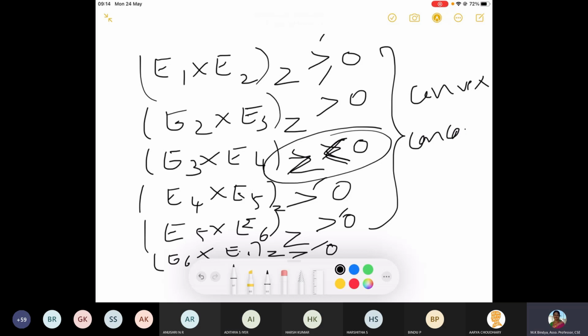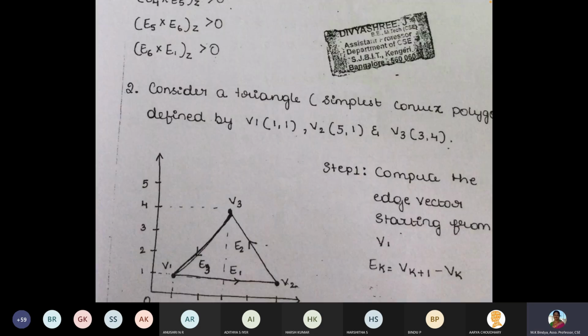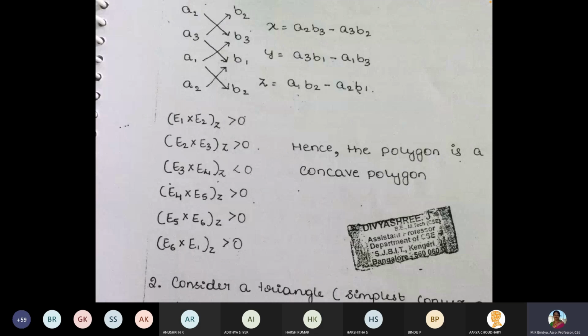Concave. It is a concave polygon. Why? Because one sign is different here. That is how we have solved the problem. You can see E1 cross E2 with respect to Z is greater than 0. Again E2, E3 with respect to Z is greater than 0. E3, E4 with respect to Z is less than 0. E4, E5 with respect to Z is greater than 0. Remaining all are greater than 0, but only E3 with E4 is less than 0. So one is different, and not all the signs are equal here. So we conclude that the polygon is a concave polygon.